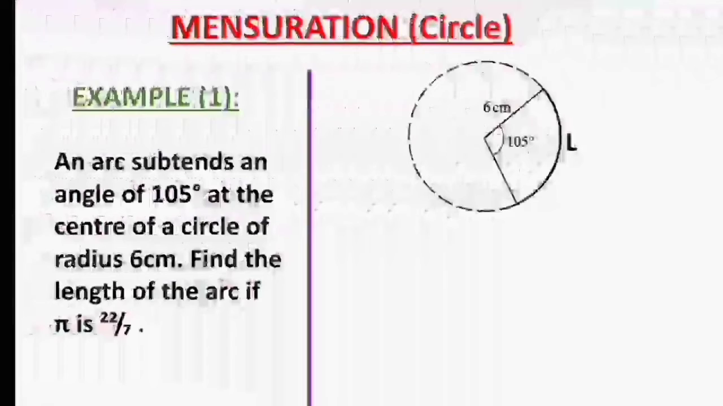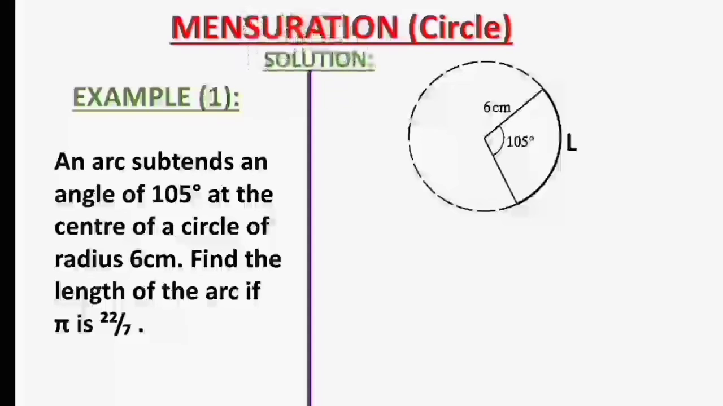Example 1. An arc subtends an angle of 105 degrees at the center of a circle of radius 6 centimeters. Find the length of the arc if pi is equal to 22 over 7. Can you remember the formula for the length of an arc? Let's see if you can still remember.